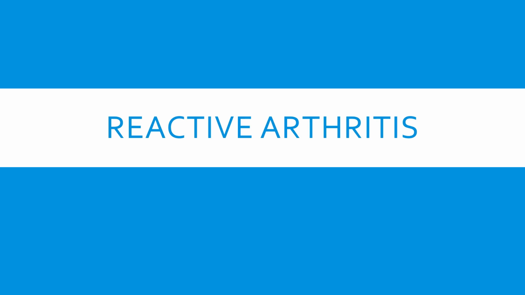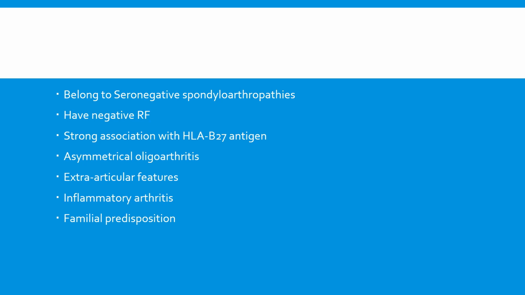Today we will talk about reactive arthritis. Reactive arthritis belongs to the seronegative spondyloarthropathies. The seronegative spondyloarthropathies share common characteristics: negative rheumatoid factor, strong association with the HLA-B27 antigen, asymmetrical oligoarthritis, extra-articular features, inflammatory arthritis, and familial predisposition.